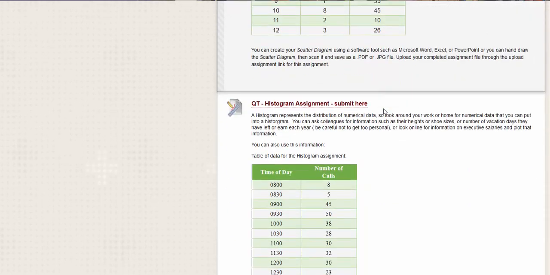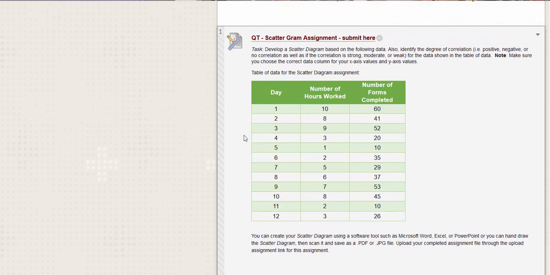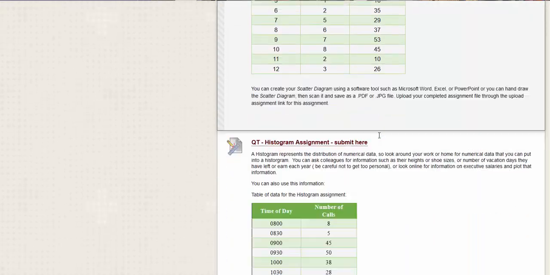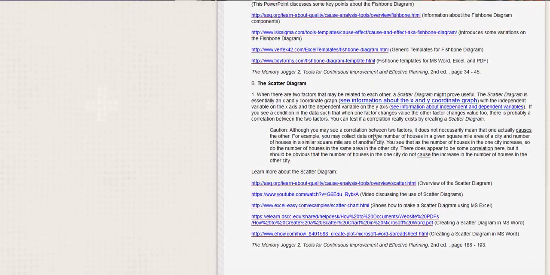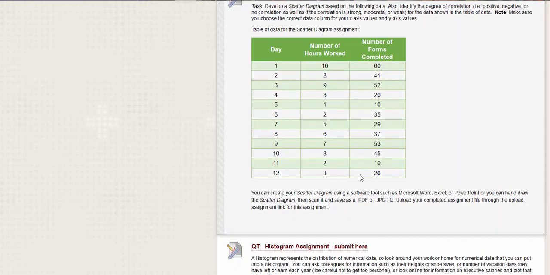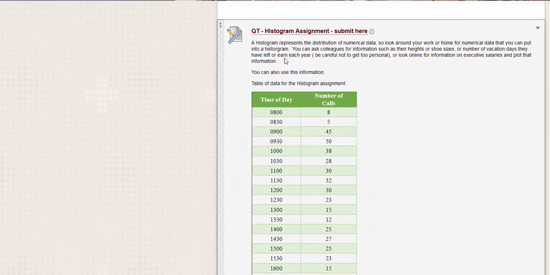All right. So for the scattergram and the histogram, I gave you the information. So what you need to do is take this information and just put it in a scattergram for here and for a histogram. So you can use Word, Excel, PowerPoint. You can hand draw it, save it as a PDF. I think it's these where it talks about, I just need the plot of this data. I don't need the average, but you can do it as however you want. Just follow what it says in the videos. The histogram represents a distribution of numerical data.